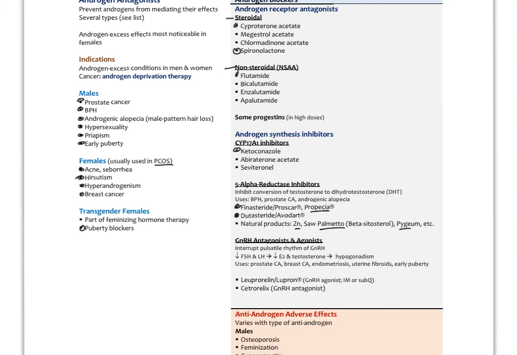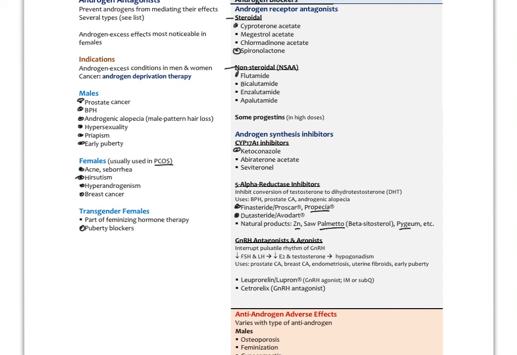Now, we'll talk about these. These used to be a fairly main part of treatment for prostate cancer, but they're becoming less favored. I'm sorry, for BPH, not prostate cancer. For BPH, they're becoming less favored because we now just use the alpha blockers. And again, I'll talk about that in the prostate section.